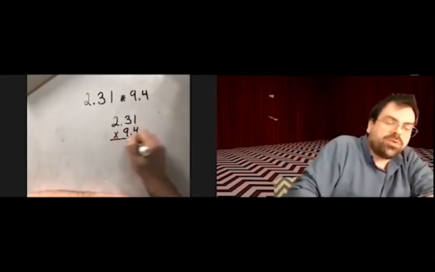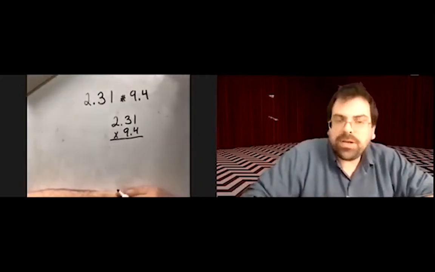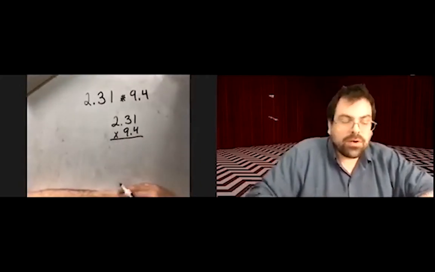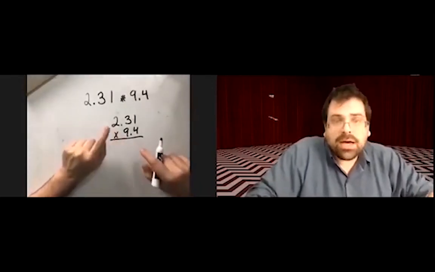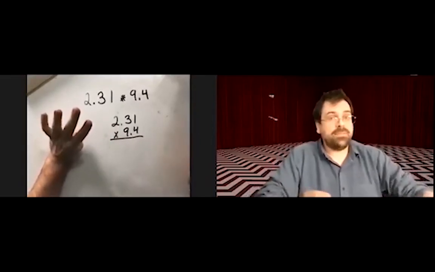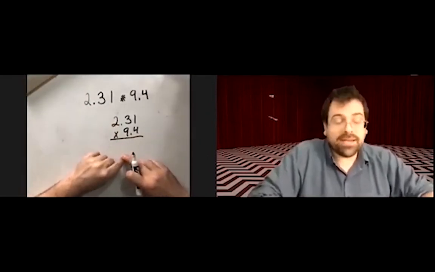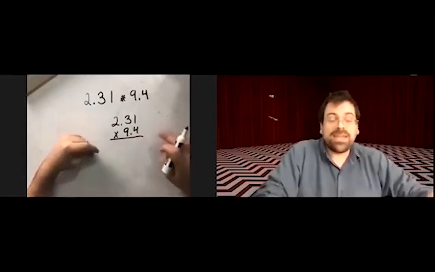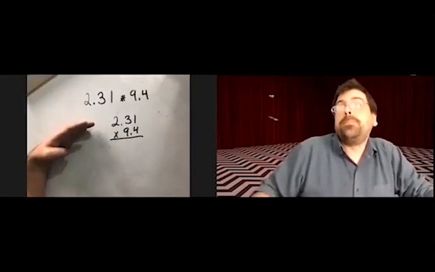If it was 231 times 94, we would just set it up like this. So that's what we do. Notice the decimal points are not lined up. Do not go out of your way to line them up. If they happen to line up, they happen to line up. But that does not mean that that's where the decimal point will be in the answer. We'll get to where the decimal point will be in the answer after we're done multiplying like normal.